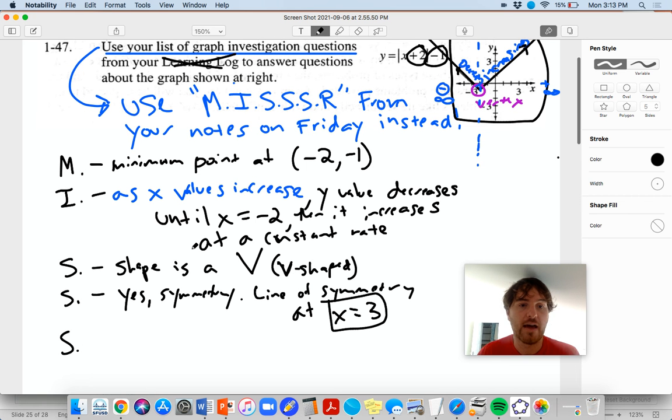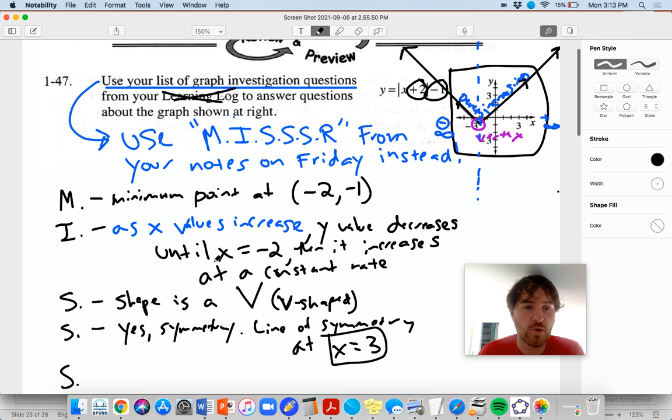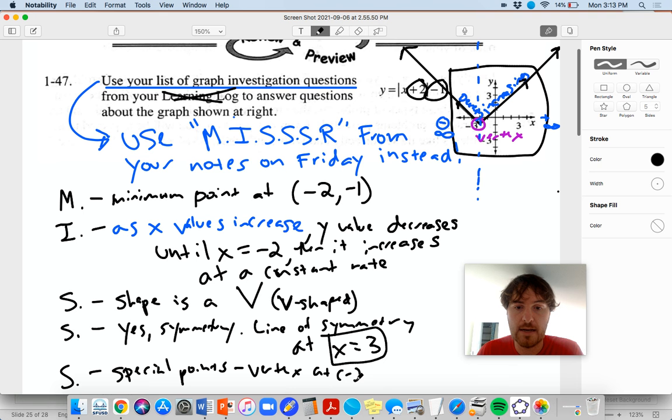Next one is S. So we have shape, symmetry, and what's the last one? Special points. Okay, special points here. So we do have some special points. You might want to talk about the vertex. We didn't call it a vertex, we called it a minimum point in the M. Okay, special points: we can talk about the vertex at -2, -1.